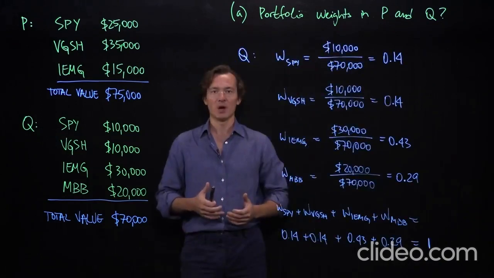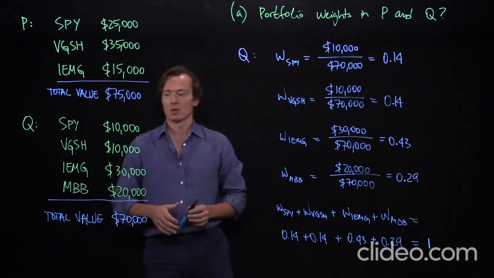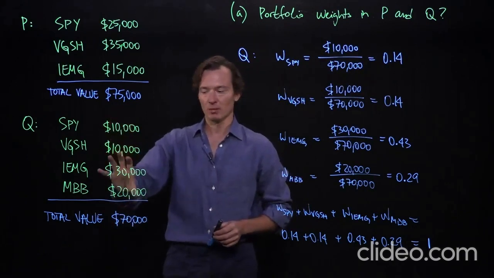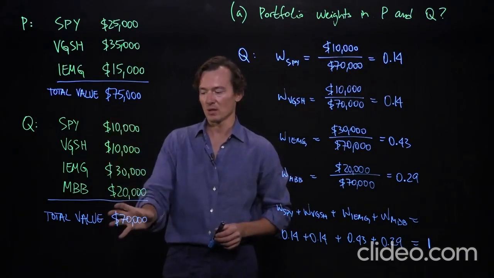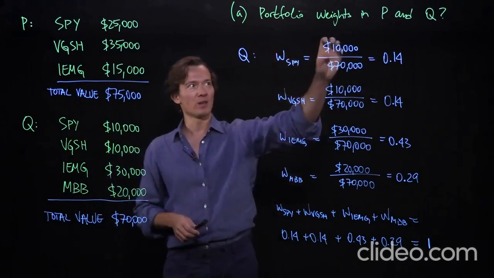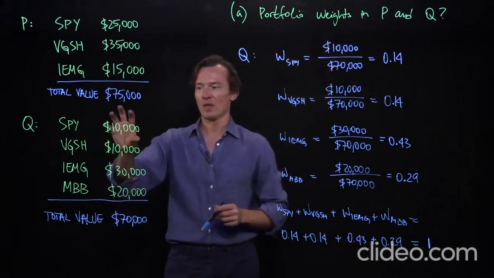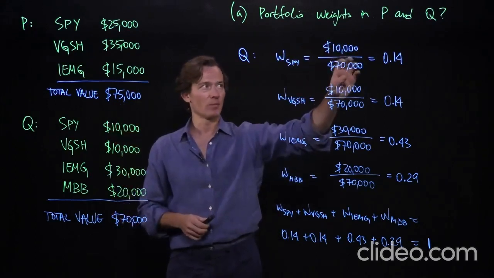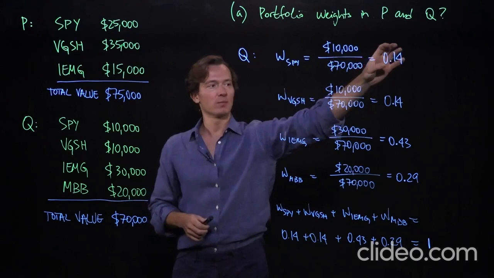Let's repeat the same process for client Q, or for portfolio Q. So the total value of this portfolio is the sum of the value of individual ETFs. So this is $70,000. To compute the weight of SPY, we're taking the value of SPY, 10,000, dividing it by 70,000, the total value of the portfolio. So that gives us 0.14.